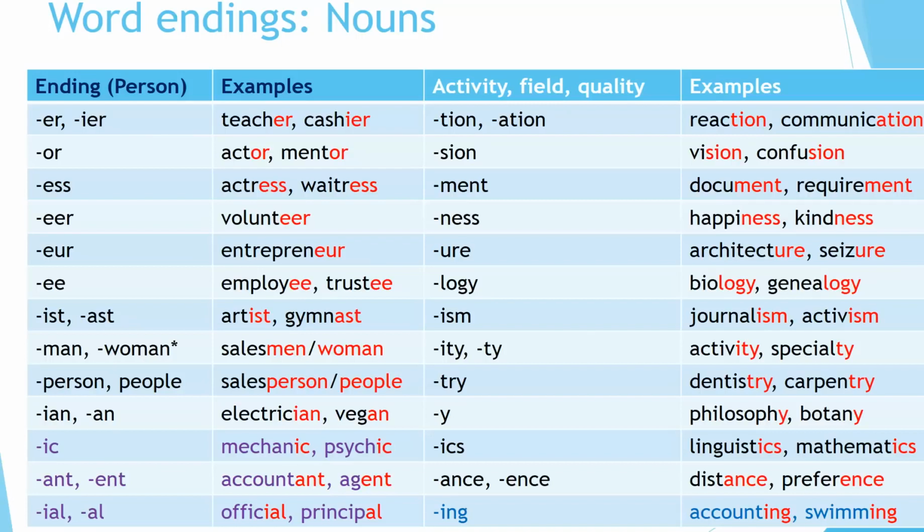ER or IER, teacher, cashier. OR, actor, mentor. ESS, actress, waitress. EER, volunteer. EUR, entrepreneur. EE, employee, trustee. IST, AST, artist, gymnast.